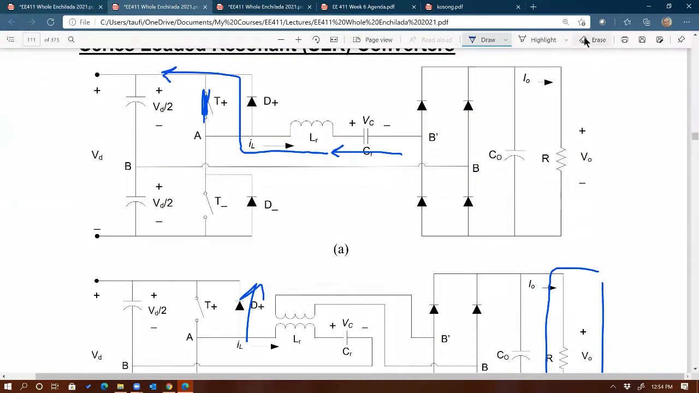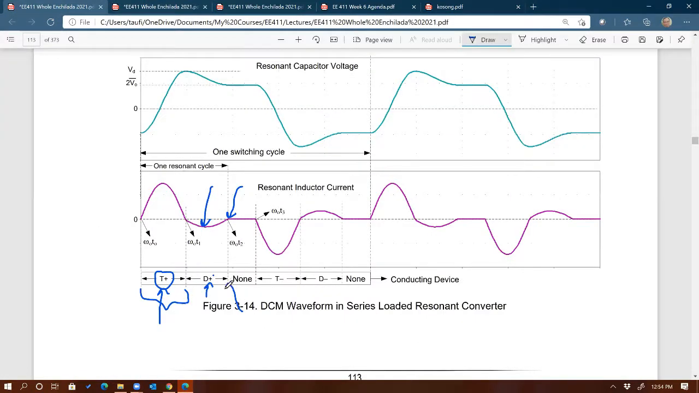So now current tries to go positive again. Tries to go this way. Okay, right there. And so T plus is still off, and can D plus conduct positive current? Of course not, right? Because that would be blocked by that diode. That would be the reverse of the orientation of the diode, right? So that positive current cannot flow through D plus anymore. That's why D plus stops conducting.